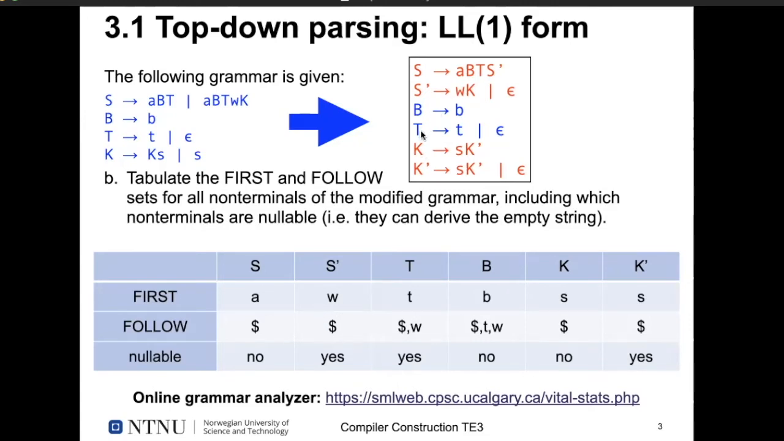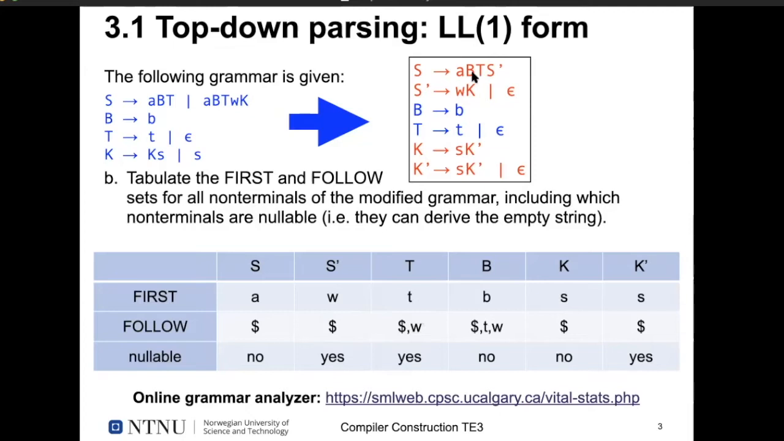Now for T, we have to check. For T, we go down here, A, B, T. Either we have an S prime after this T that resolves to an epsilon, so for T we have the $ here. Or we have an S prime that starts with a W. So that is the follow set: end of text or W.